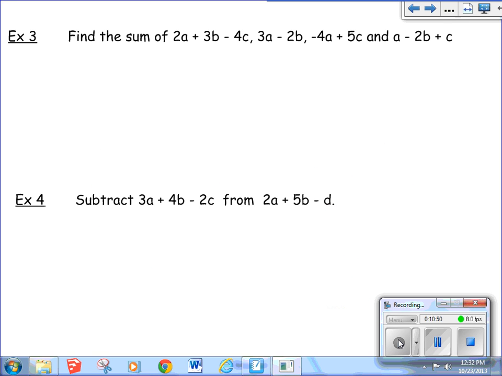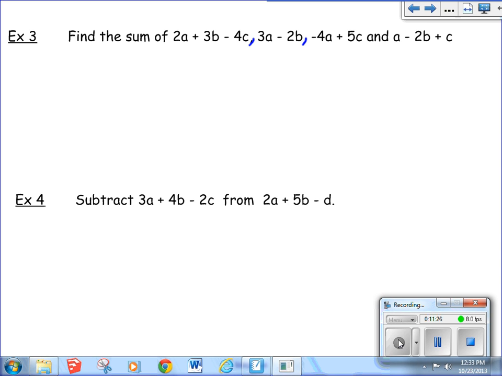Okay, so here's the next kind of problem. And this is really just about understanding the vocabulary and what this problem's asking. So everybody fix your attention on this. Example 3 says, find the sum of 2a plus 3b minus 4c, 3a minus 2b, negative 4a plus 5c, and a minus 2b plus c. Kids are like, huh? Step back and think about it. What is this problem asking you to do?